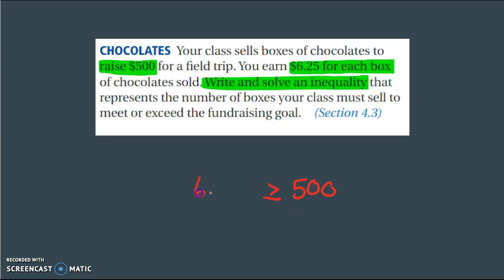Now it's $6.25 for each box. We're going to call that B. So it's $6.25 per box, and we're trying to raise greater than or equal to $500.